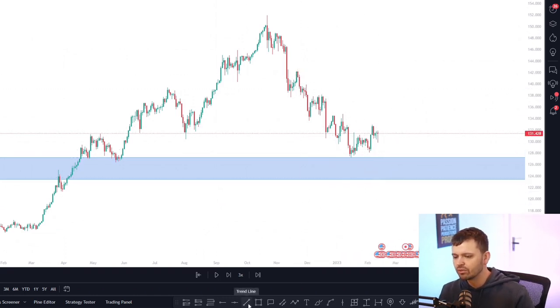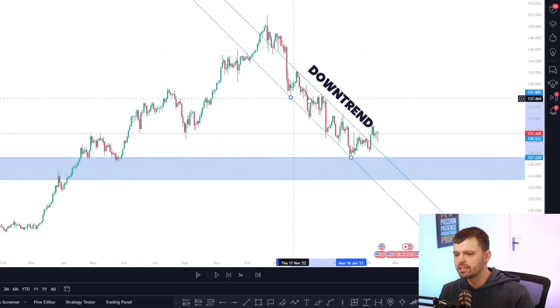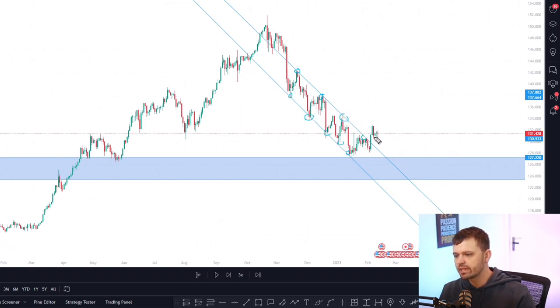So what I like to do is look for break of structure, and we can add trend lines here to show you how we have a pretty decent, actually very clear, downtrend with lower highs and lower lows. Now, what happens here is interesting, because what we get right here is a higher low.